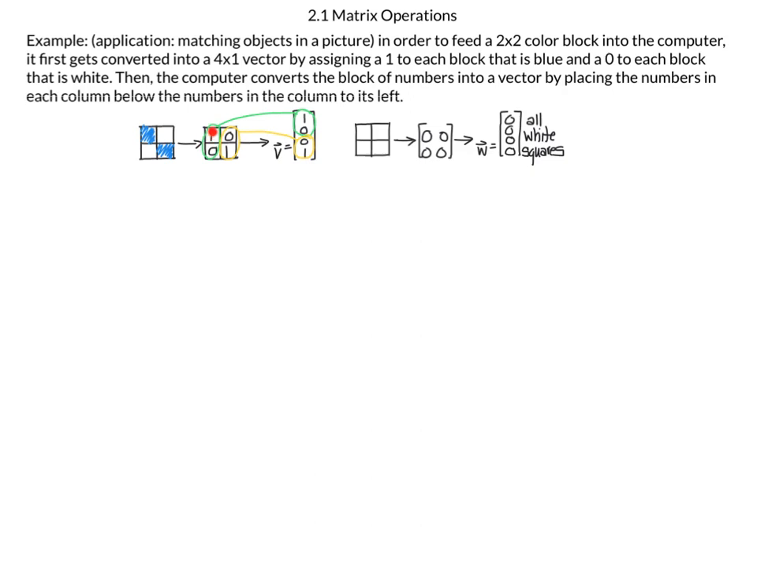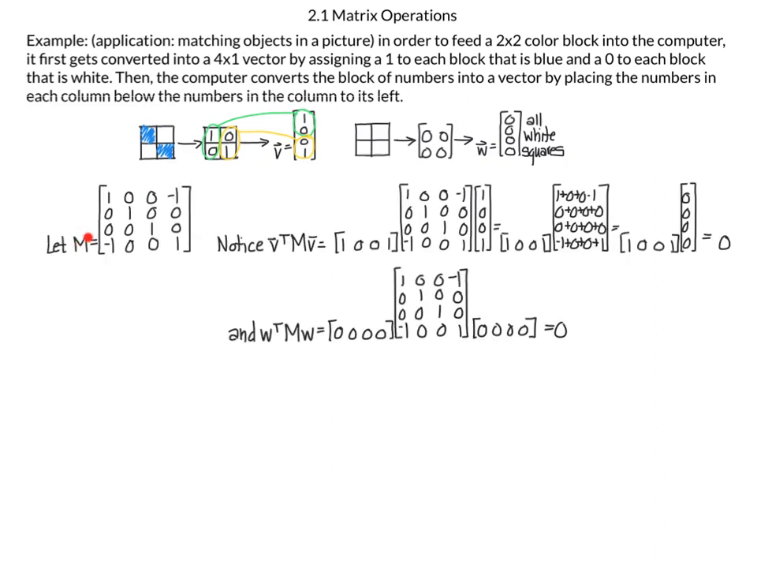So here we have this 1, 0 column, the green column. We're going to place it in a vector. And then here, we're going to place this 0, 1 column below the numbers in the column to its left. So our vector v is equal to 1, 0, 0, 1. Here's our white color block, so it gets 0, 0, 0, 0. And so our w, which stands for white, is going to be 0, 0, 0, 0. And that, again, is the all-white square pattern.